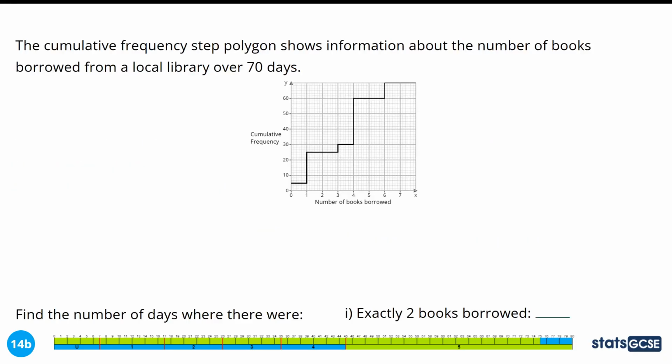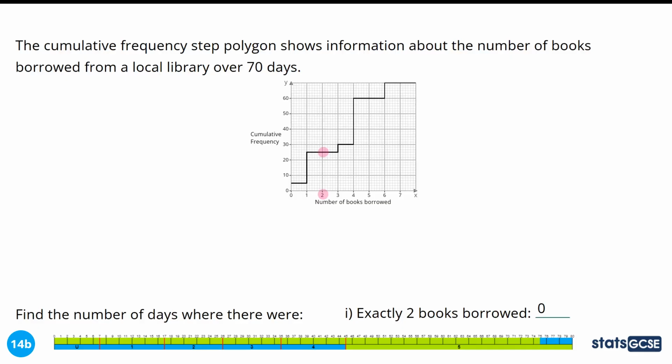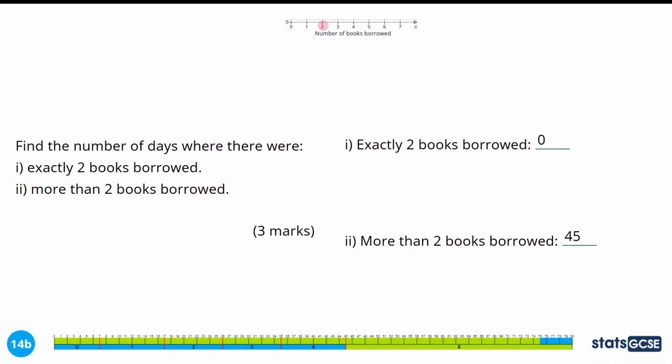Find the number of days where there were exactly 2 books borrowed, and more than 2 books borrowed. If we look at the cumulative frequency step polygon for 2 books borrowed, notice that it doesn't go up at all. Therefore, for exactly 2 books borrowed, it's going to be 0. For more than 2 books borrowed, we can draw a line across from where we're currently at 2, and it's going to be all of these here. And so it goes up to 70 and we're at 25. So the distance here is going to be 70 take away 25, which is 45. So more than 2 books borrowed is going to be 45.